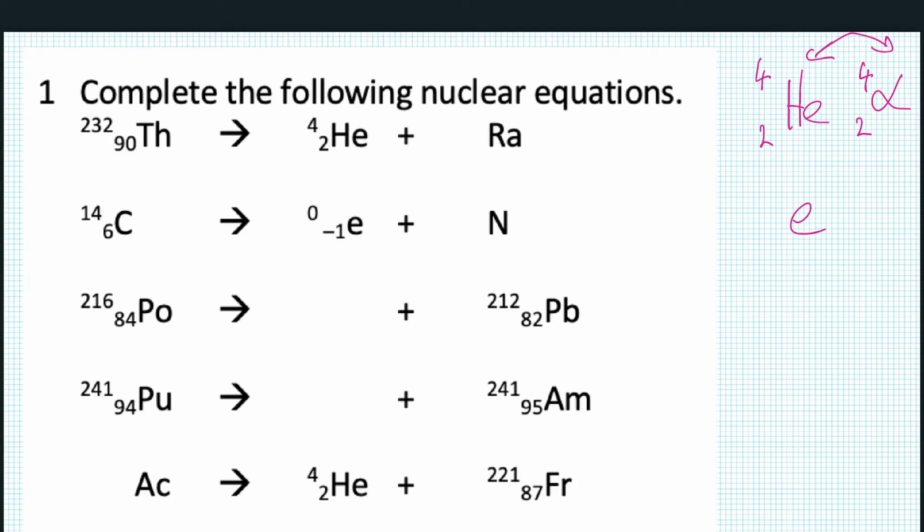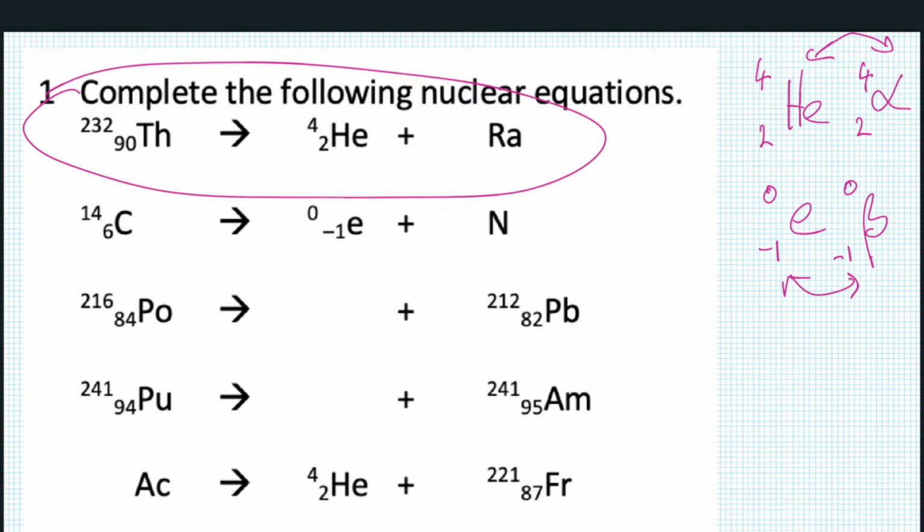Similarly, the E is an electron, and electrons have the numbers 0 and -1. If you're not sure where that comes from, don't worry about it when you're doing nuclear equations. However, you do need to understand that for other parts of questions, and that's in other lessons. The electron, in this case, is a beta particle. That's the symbol for a beta particle, and that also has 0 and -1. And again, these two symbols are used interchangeably in GCSE.